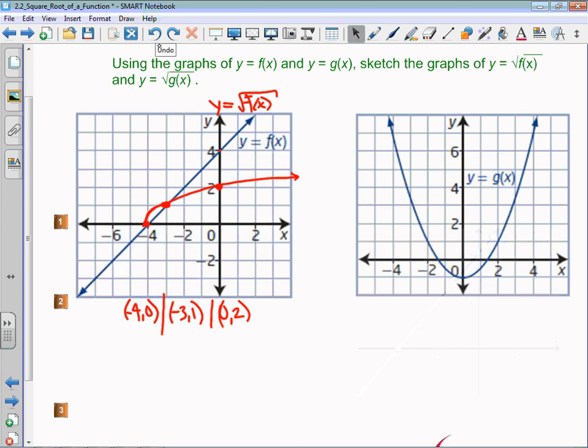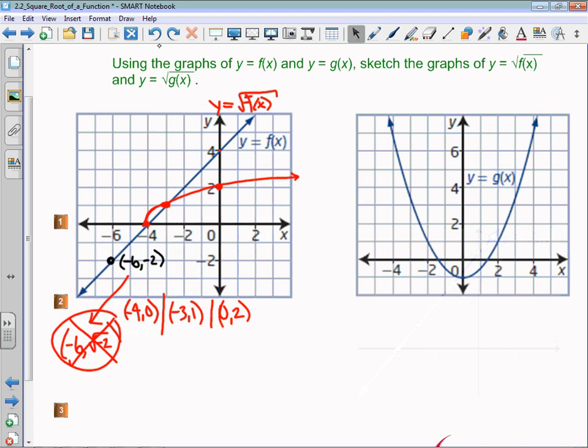If I grab a random point right here, that's at negative 6, negative 2, which means logically that should map to negative 6, the square root of negative 2. Try to write that a little bit so it looks at least like what I'm saying. So negative 6, the square root of negative 2. This does not exist because the square root of a negative does not exist. So that red graph is the entirety of y equals the root of f of x.